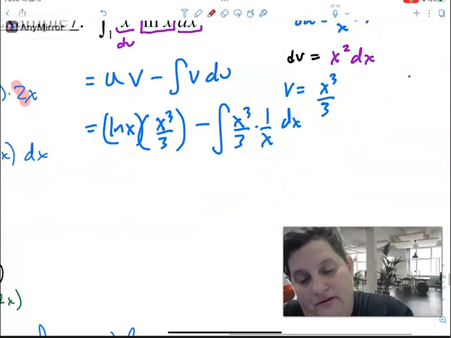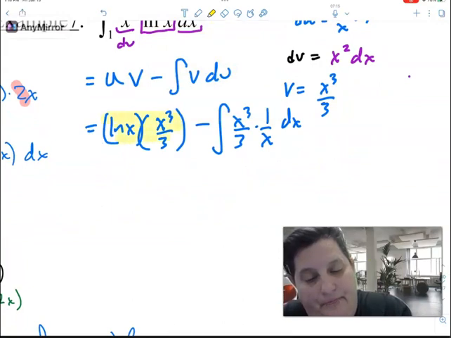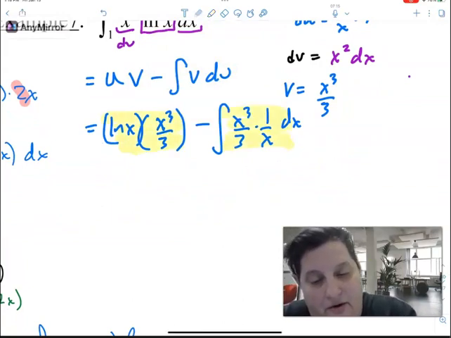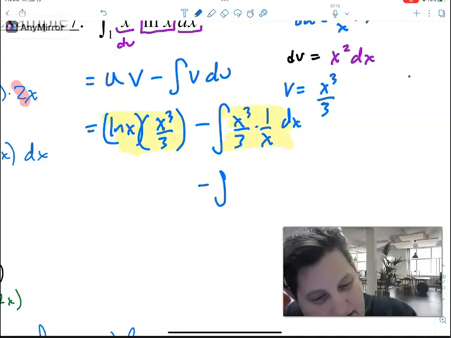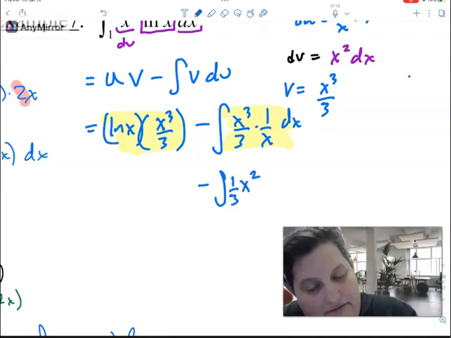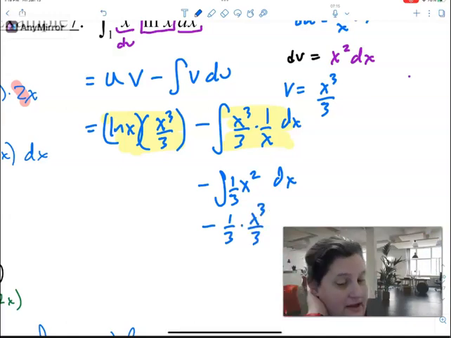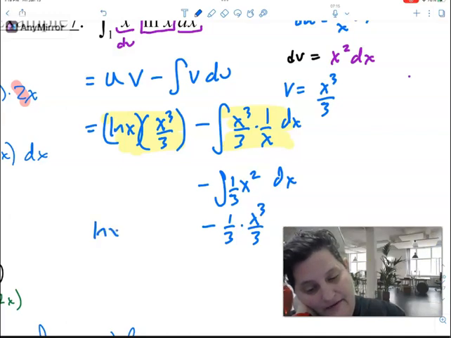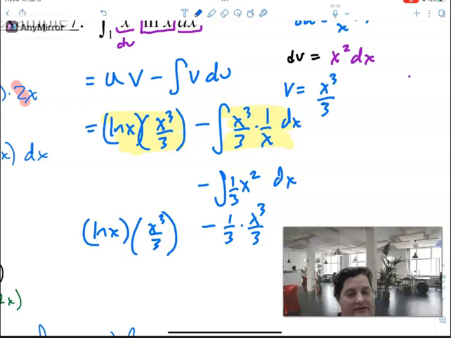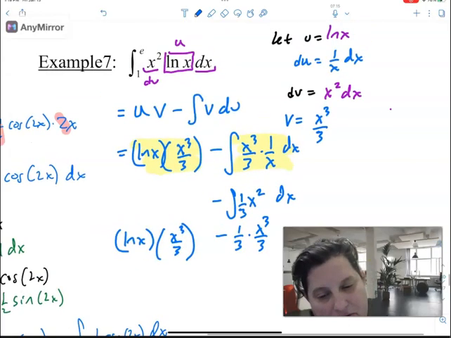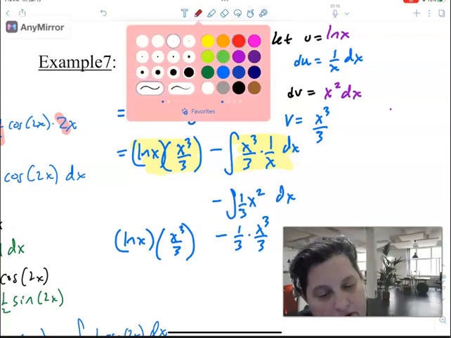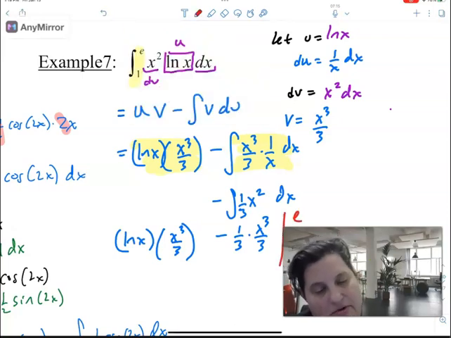Okay? This first part is done. Now I have to just work on the second part. So that's an integral, but x to the third and 1 over x can cancel out and give me x squared. I can leave the 1/3 right there. It's like 1/3 x squared. So the integral of x squared is x to the third over 3. So now I have ln of x times x to the third over 3, minus 1/3 times x to the third over 3, plus a constant, except I'm actually not doing plus a constant on this one because now it's having me evaluate it from 1 to e. So evaluated from, and then we do top minus bottom.